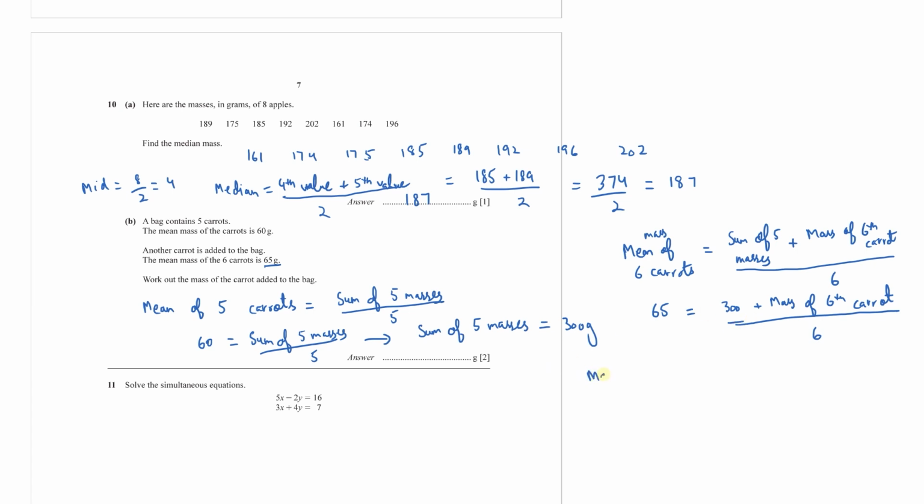So I can solve this to get the mass of the sixth carrot equals 65 times 6, then minus 300. So 65 times 6 would be 360 plus 30, 390. So this is 390 minus 300. So the mass of the sixth carrot that you added is 90 grams.